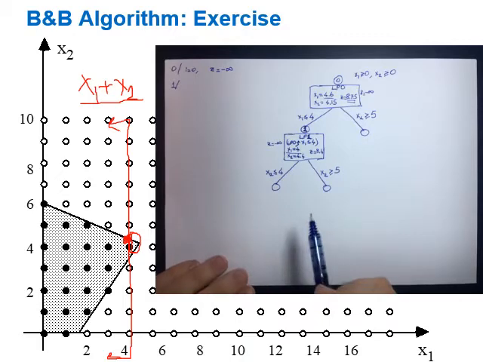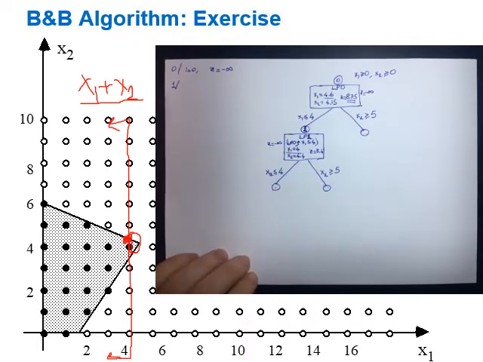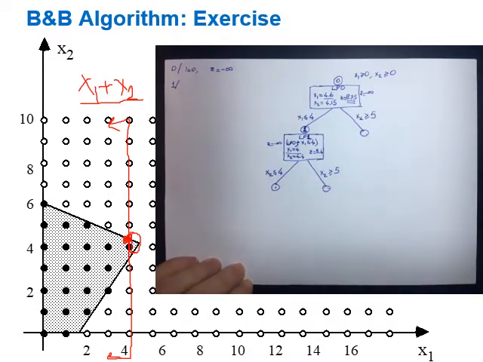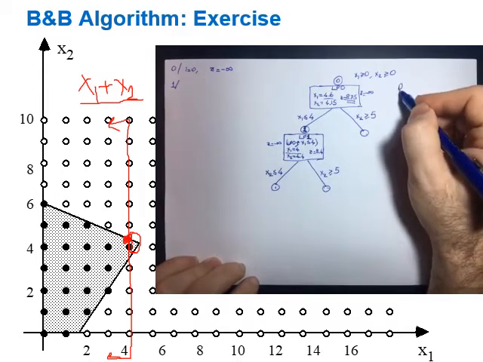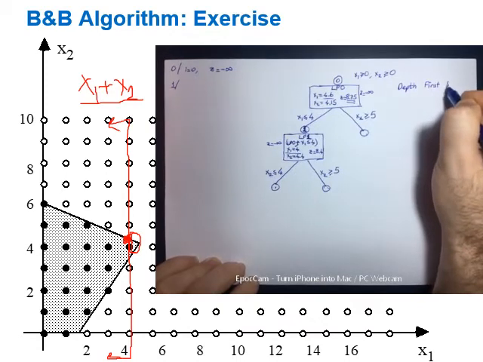Now look, in my branch and bound tree, I have 1, 2, 3 open nodes. I haven't fathomed them yet. I didn't consider them yet. So I cannot stop the algorithm. I need to continue. And which one should I continue with? This one or this one or this one? Again, it depends. There are some rules. Basically, there is a rule saying depth first search.